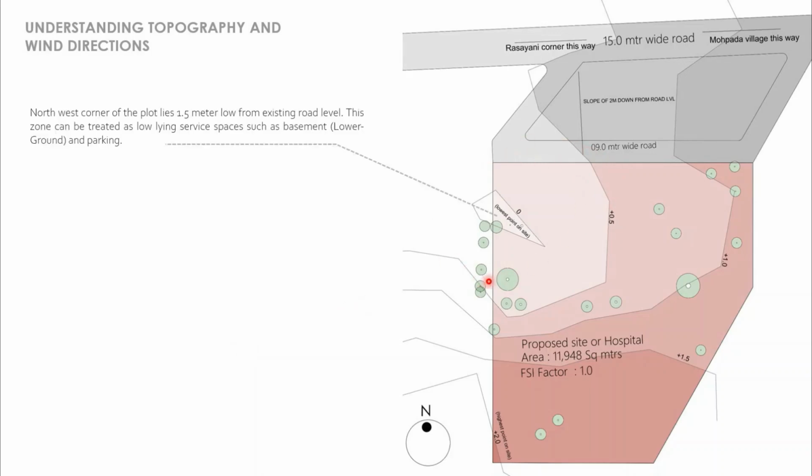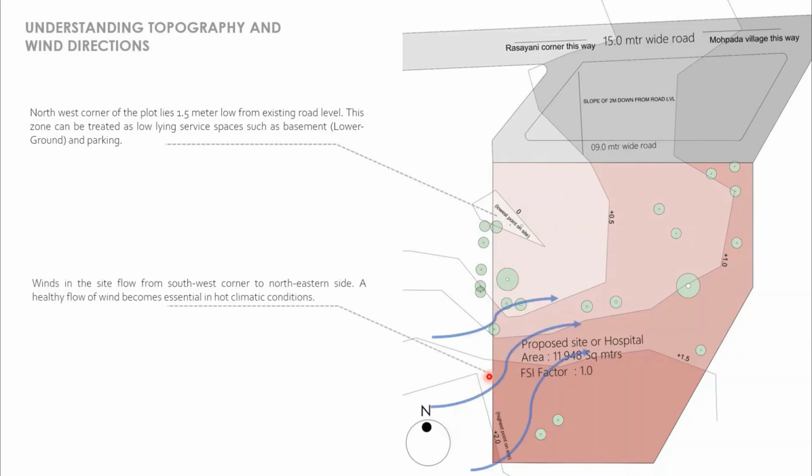Towards the northwestern side of the site, we have the lowest point of our site. The northwestern corner of the plot lies 1.5 meters below the existing road level. So this area can be treated as low-lying space, service space such as basement, parking, etc. Secondly, we have southwestern winds flowing from the site to the northeastern side. This wind flow can be used to optimize the passive wind circulation in the site.